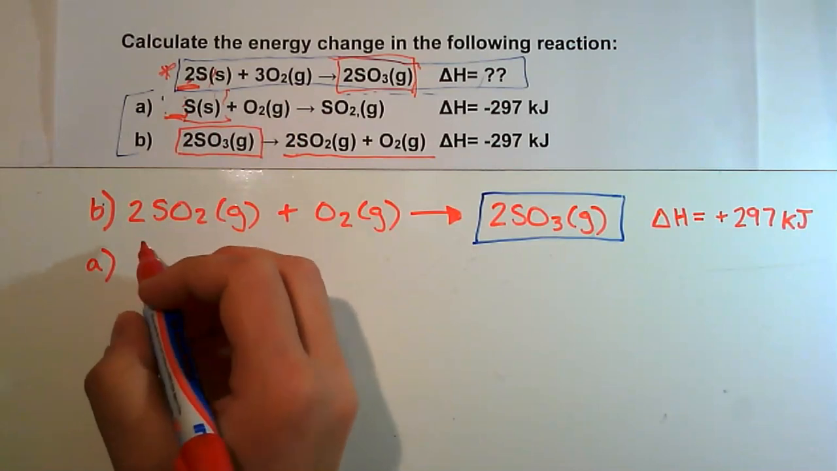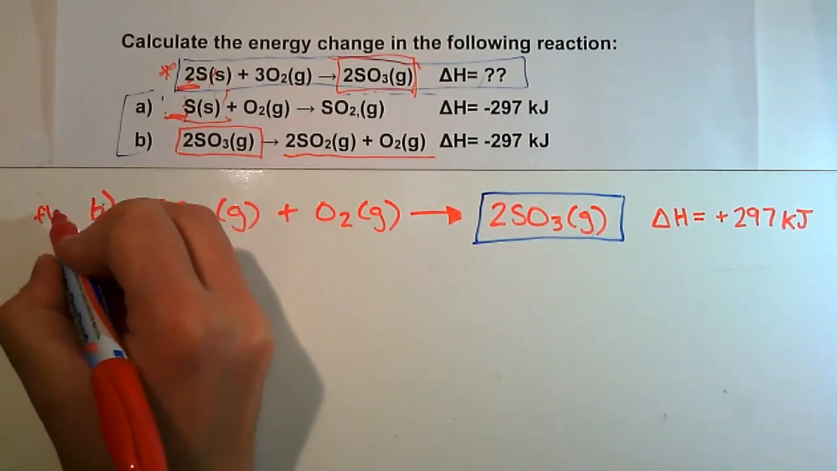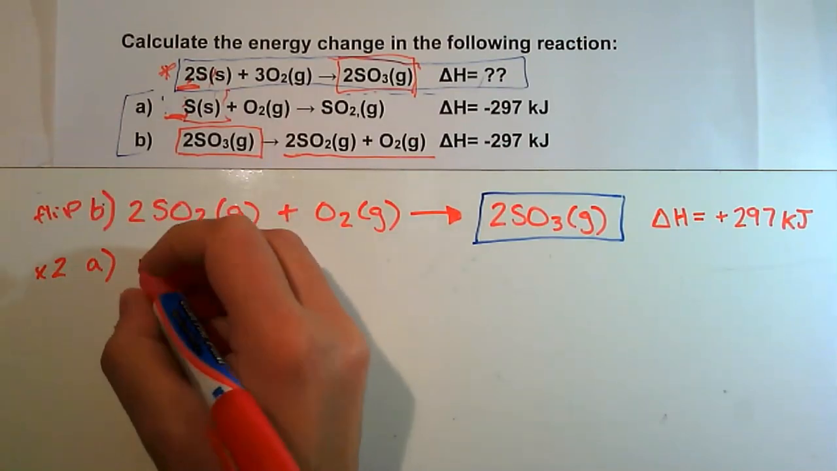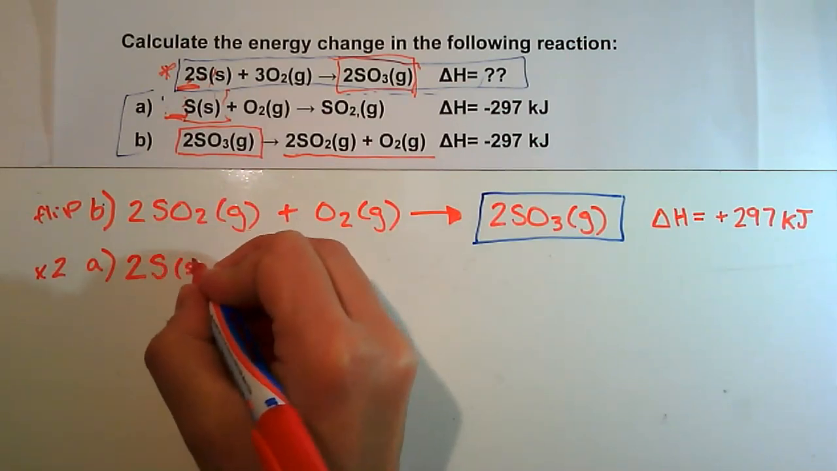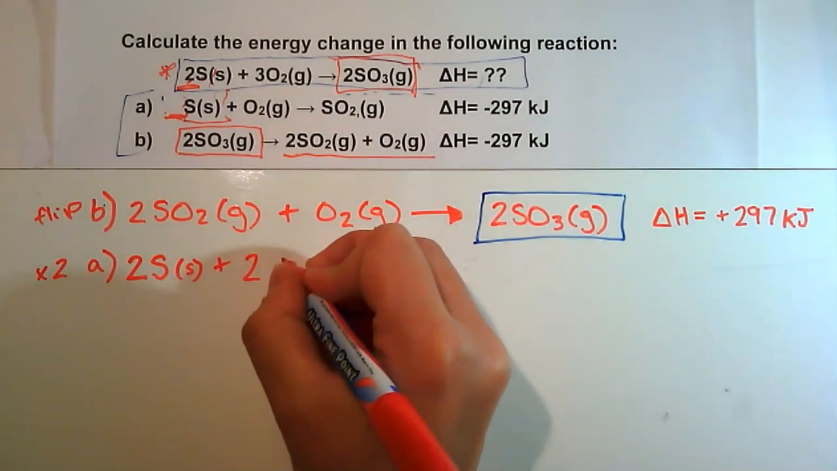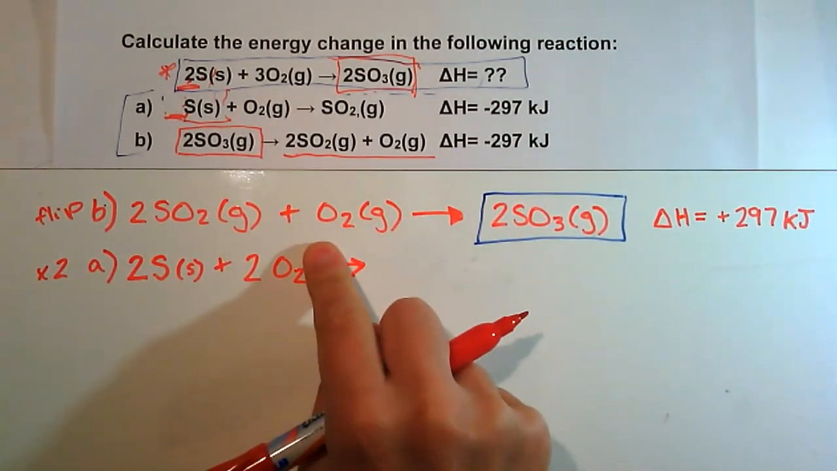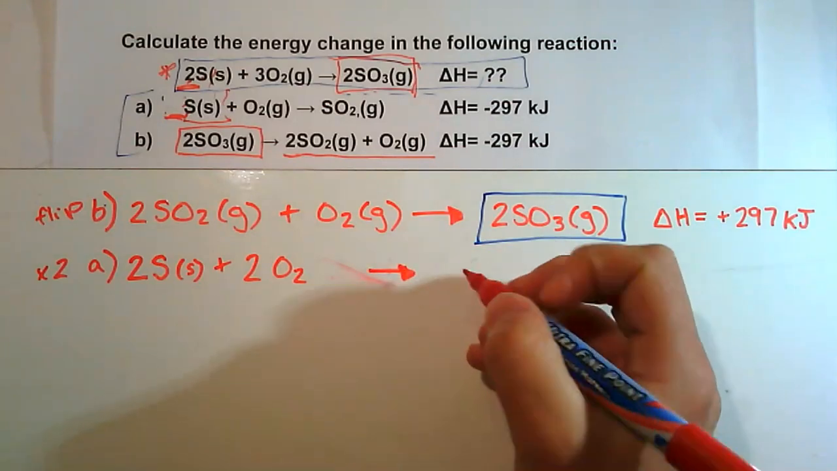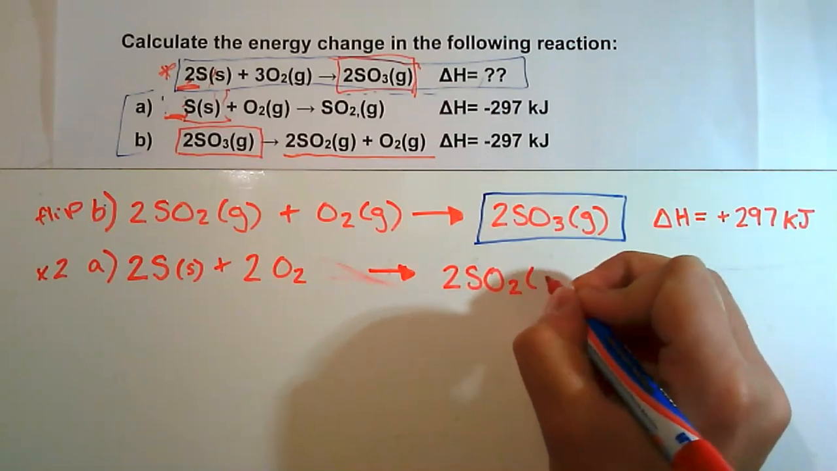So let's try that. We're going to multiply reaction A by 2. I'm going to put my manipulations next. So I flipped reaction B. Now I'm going to multiply reaction A by 2. So I end up with 2 sulfurs, solid, plus 2 O2s, gives me, and I'm going to move this over a little bit. I like to line up my arrows pretty well. Gives me 2 SO2s.